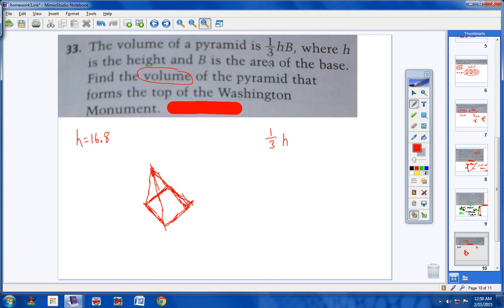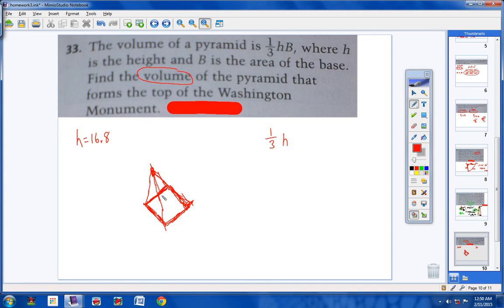Times B. B is the area of the base. I have to find the area of the base. Well, students, there's no way you can find the area of the base unless you know what the base is. So I'm trying to show you we have a square here. It's called a square pyramid. We'll learn some of these later this year. There are triangular pyramids, square pyramids, rectangular pyramids. This is a square pyramid.